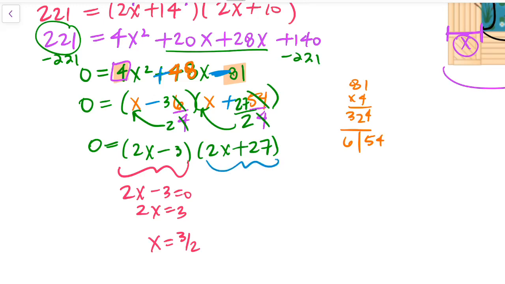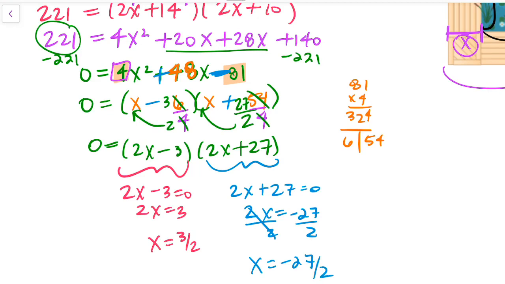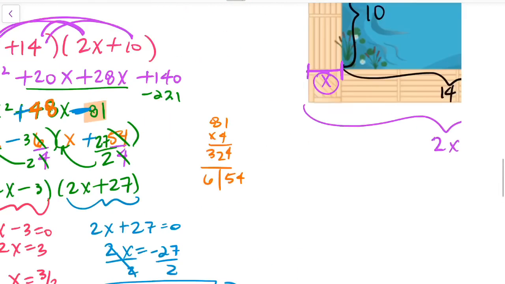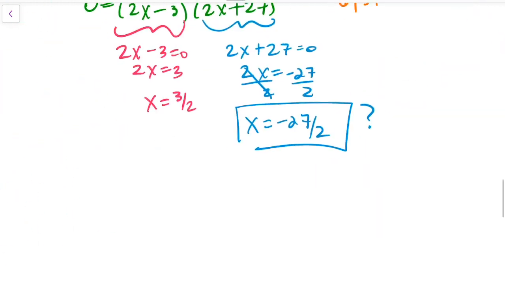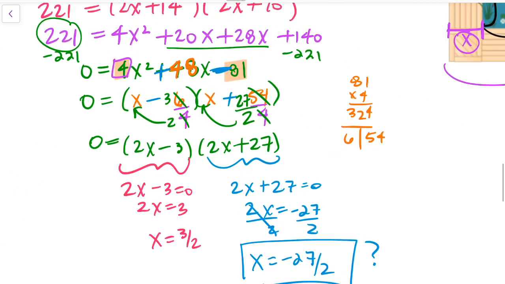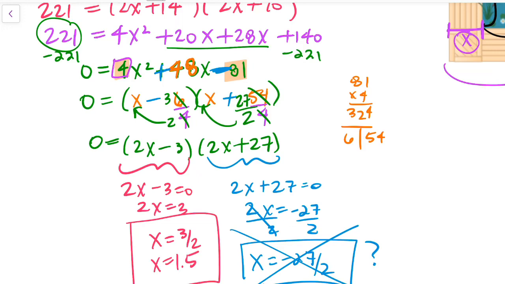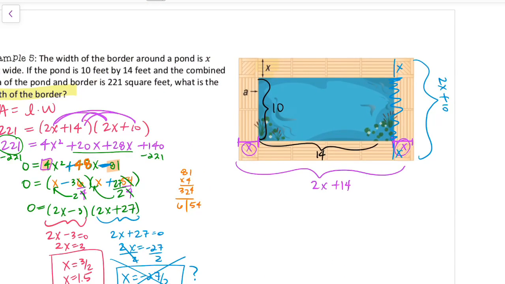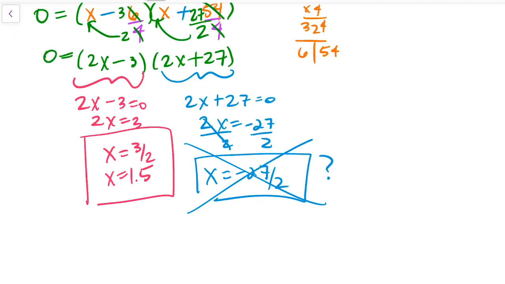That second set of parentheses is going to give us a number that doesn't necessarily make sense. Having a negative 27/2 for a border width doesn't really make a whole lot of sense. So even though that was a solution to our equation, it didn't make sense in the context of our real world example. So our final answer is actually going to be x is 3/2 or 1.5 feet, right? Because everything is in feet, yep.